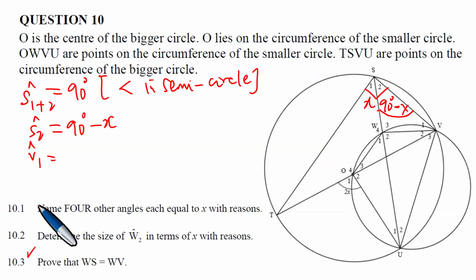What else do we know? I feel like V1 has the same reason. No, it doesn't have the same reason. Never mind. It looked like it had the same reason because of SW, WS. We got this one to be X. We also got this one to be X. We got this one to be 180 degrees minus double X. But we also got W2 to be 180 degrees minus twice X.